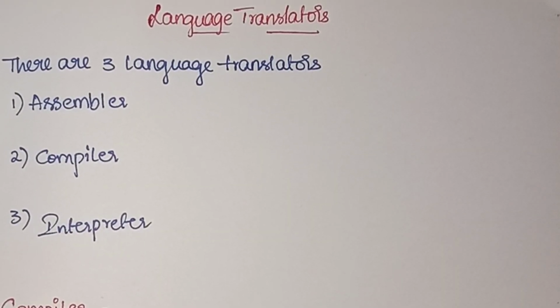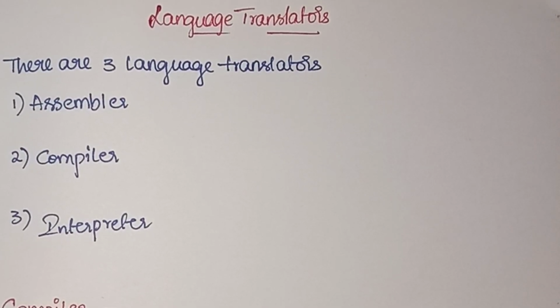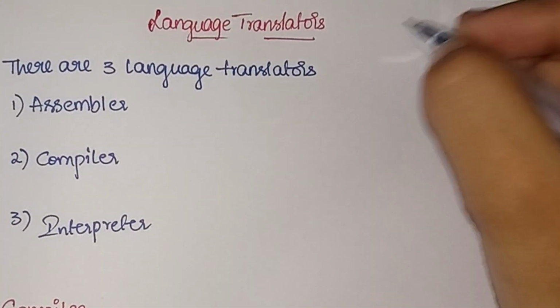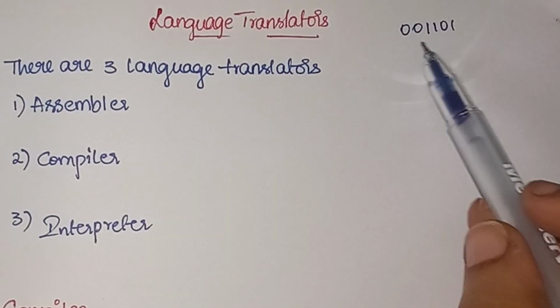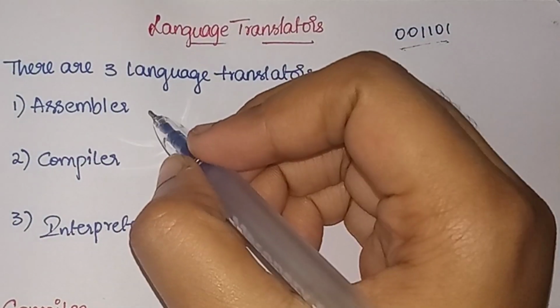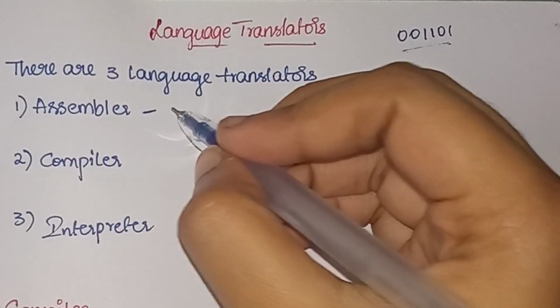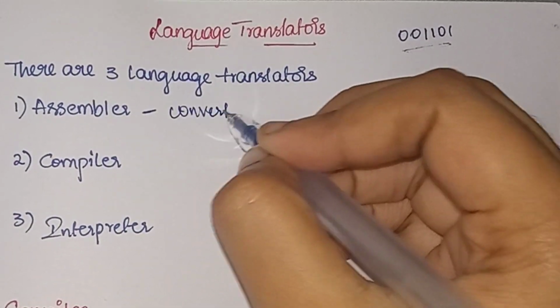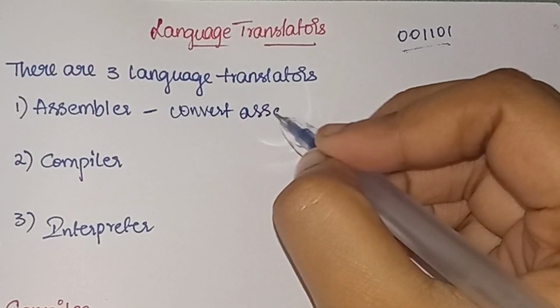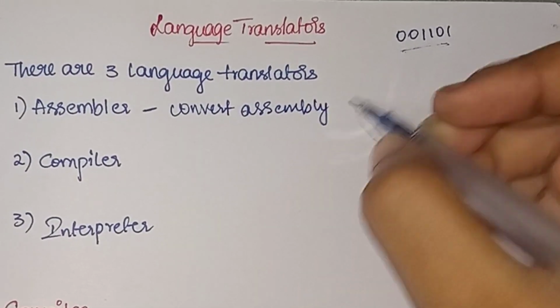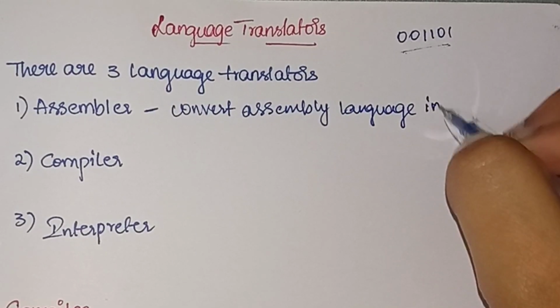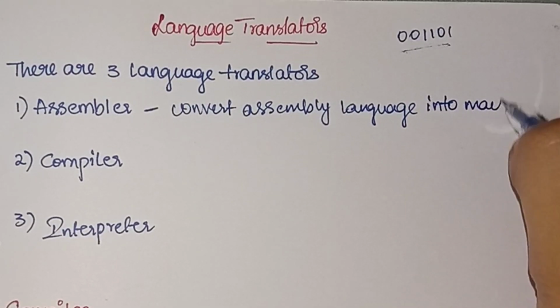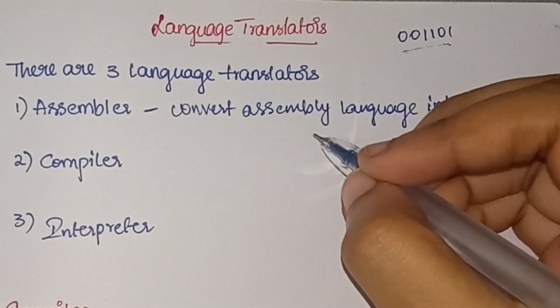Assembler is nothing but it converts the assembly language into machine code or object code. As discussed in the earlier videos, machine code is nothing but the binary language code which is in the combinations of zeros and ones. So what does this assembler do? It converts assembly language into machine code or object code.